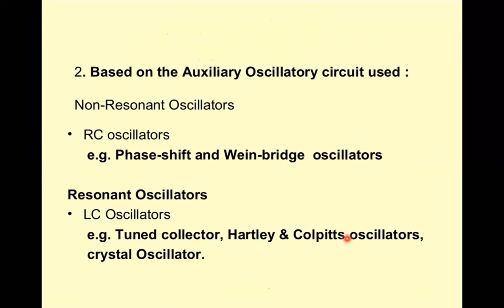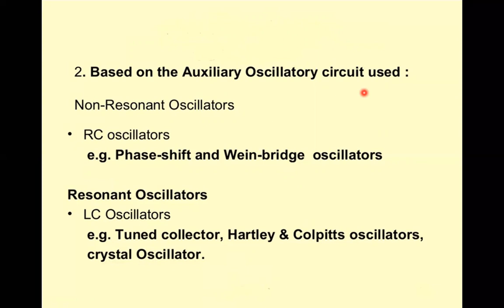Based on the auxiliary oscillatory circuits used, we have two types. One is called non-resonant oscillators. The other is called resonant oscillators. Hope you all know what resonance is. When a natural frequency matches the forced frequency or forced vibrations, then we can say that resonance has occurred.